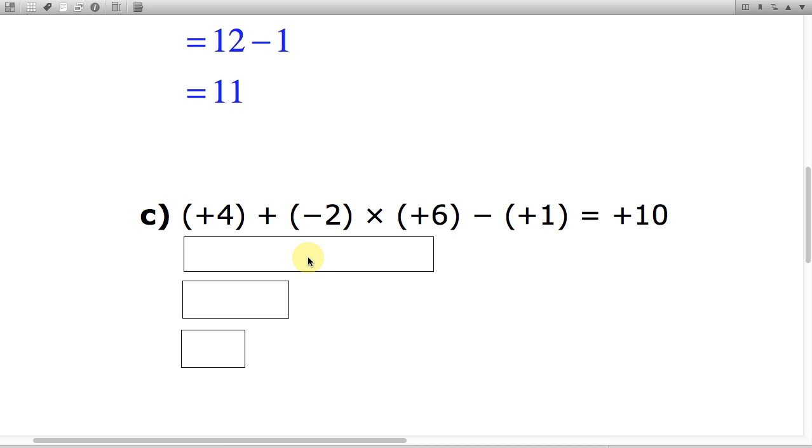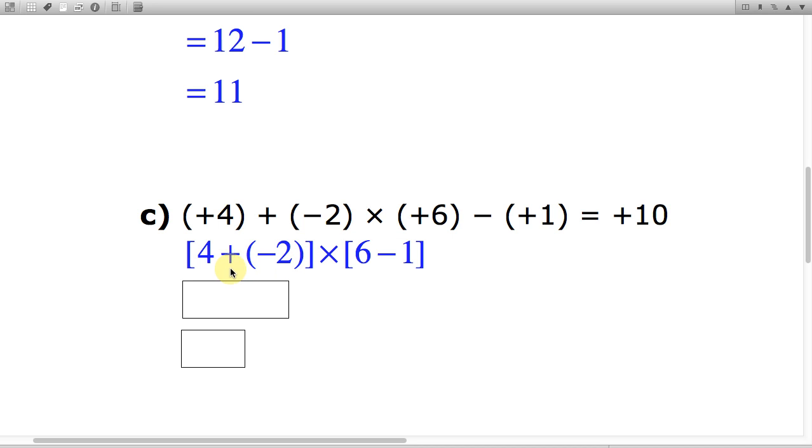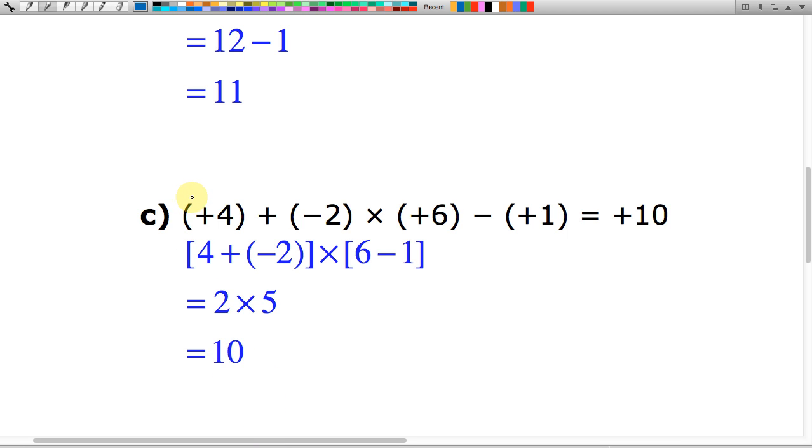Ready for the big reveal? Here it is. Brackets here, brackets there. So if we're forcing the 4 plus negative 2 to be done first, that's going to give us 2 as we had before, and the 6 minus 1 first as well, simultaneously, that gives us 5. So we've got a 2 and we've got a 5, and we do 2 times 5, that gives us 10. So there you go, 2 sets of brackets, one here, and another set here, and that will make the left-hand side equal to the right-hand side.